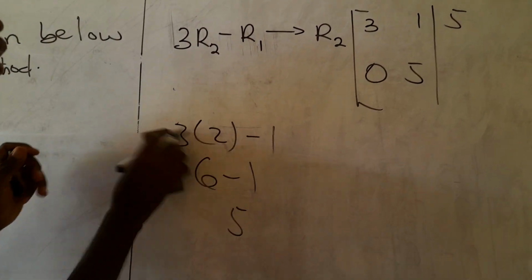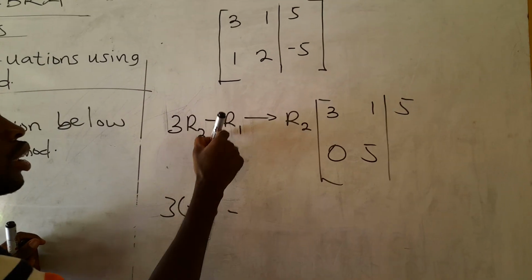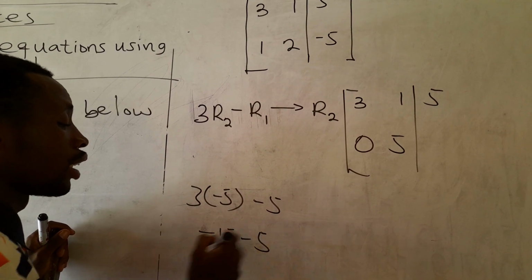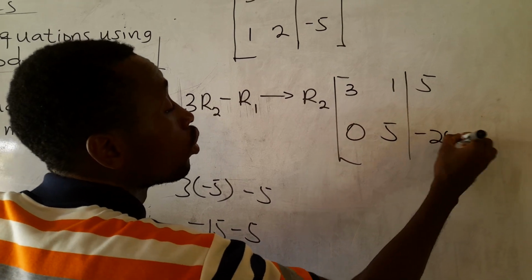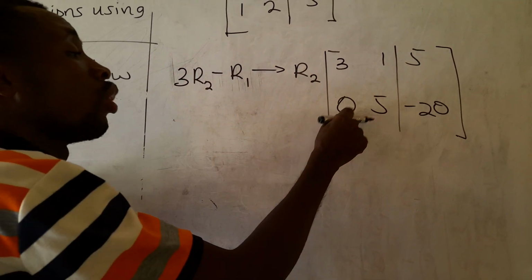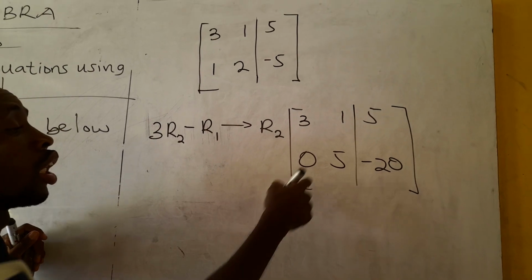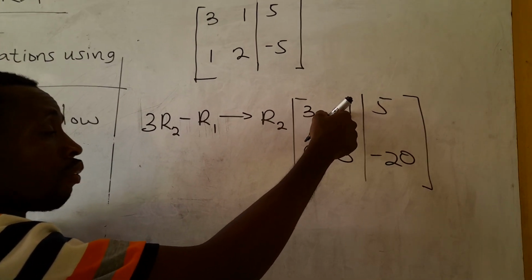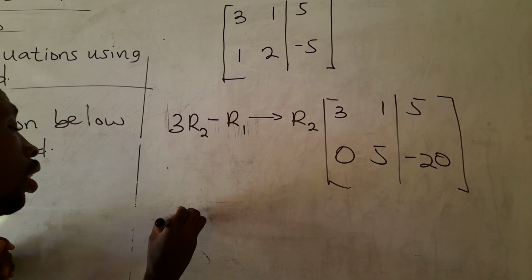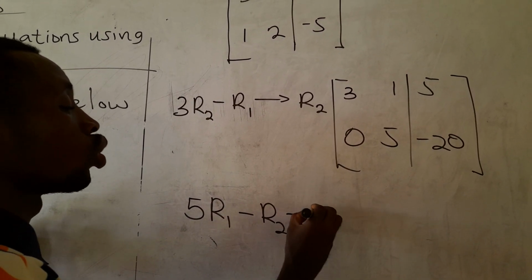We have 5 there. The next one is this. 3 times 5 minus 5. 3 times 5 will be 15. 15 minus 5 will be 10. So we have reduced this to 0. Now the next thing is to reduce this to 0. How do we do that? If I multiply this by 5, okay, and I subtract this from this, it will become 0. So I'll say that 5R1 minus my R2 should go into R1.